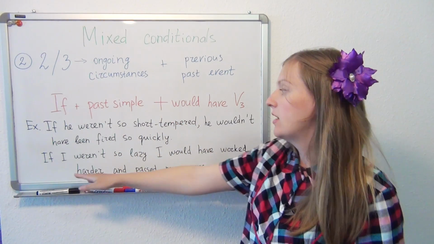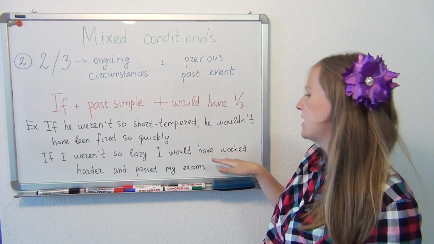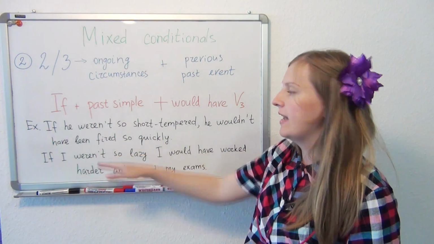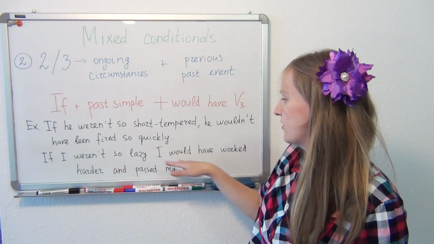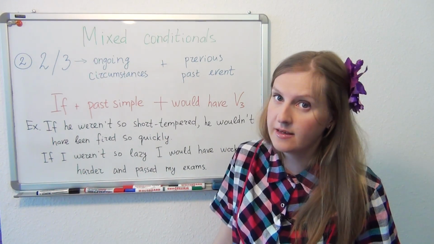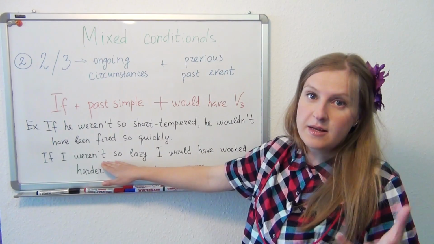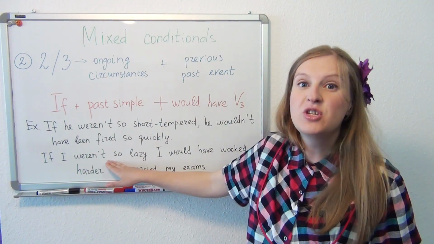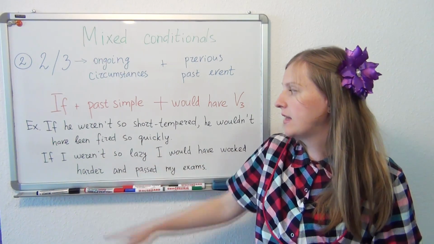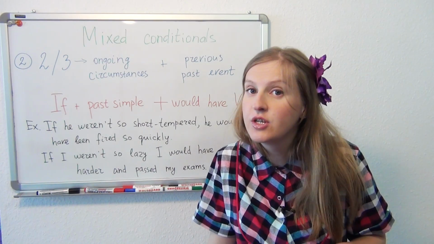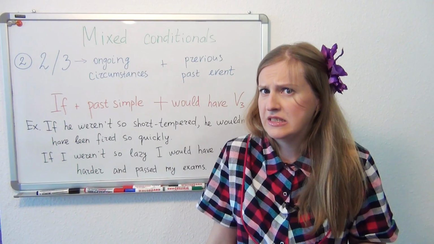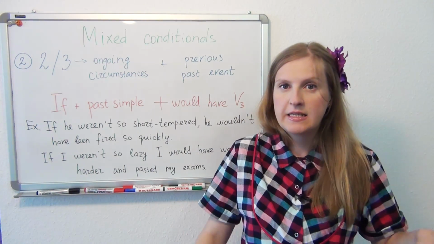Okay, and the second example. If I weren't so lazy, I would have worked harder and passed my exams. The same here. I am lazy. So that's why I didn't work hard enough and I didn't pass my exams. So here we have some information connected with present. So it is some general information, a quality, for example. Here we can also say something like, if he had more courage, he would have saved that girl, for example, but he just walked away.